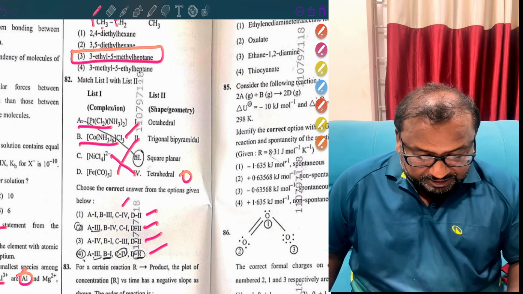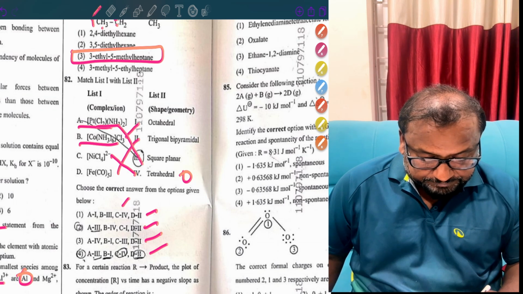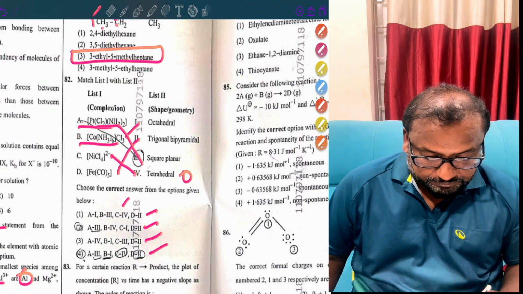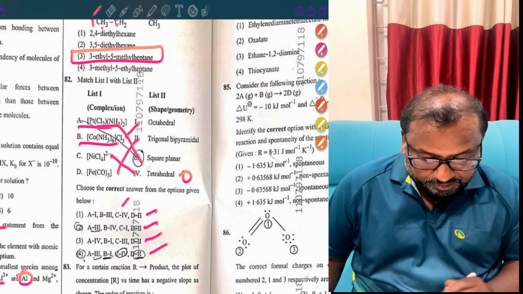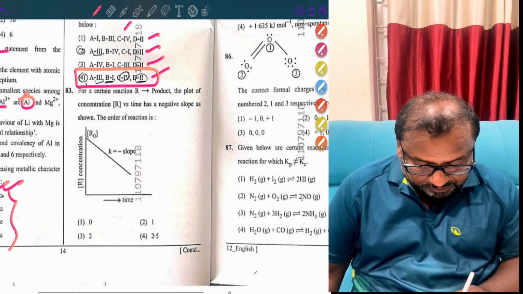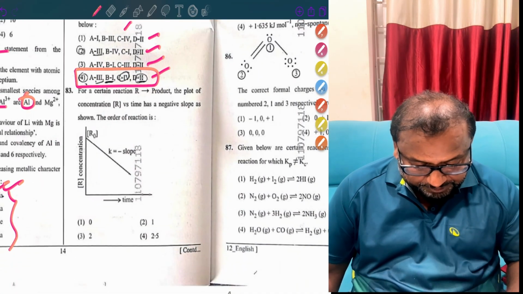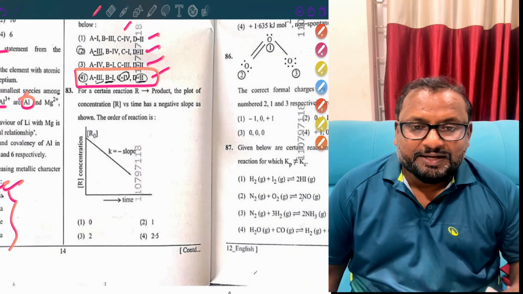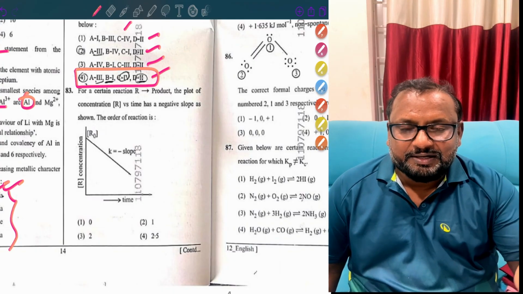So out of this, B should be octahedral, and coordination number 4 should be square planar. So A3, B1, C2. Again a pretty easy question. 83 is also pretty easy, and if you look at NCERT it is answered.